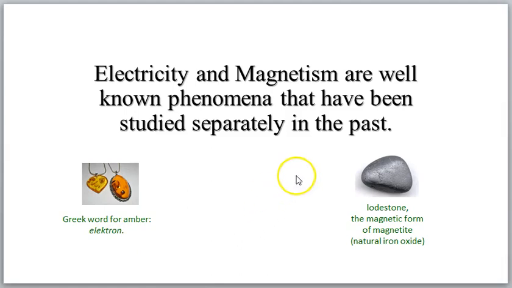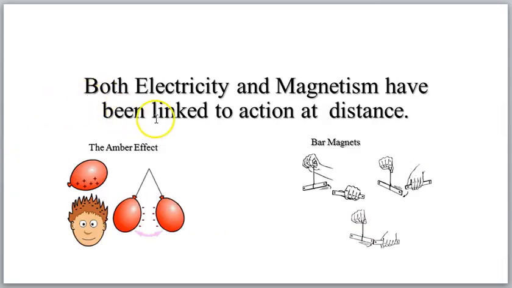They also found that lodestone, which is actually a magnetic form of magnetite, a natural iron oxide, would attract other pieces of metal or other lodestone to it. So again, these forces, these actions at a distance, have been linked to both electricity and magnetism. This is called the amber effect.